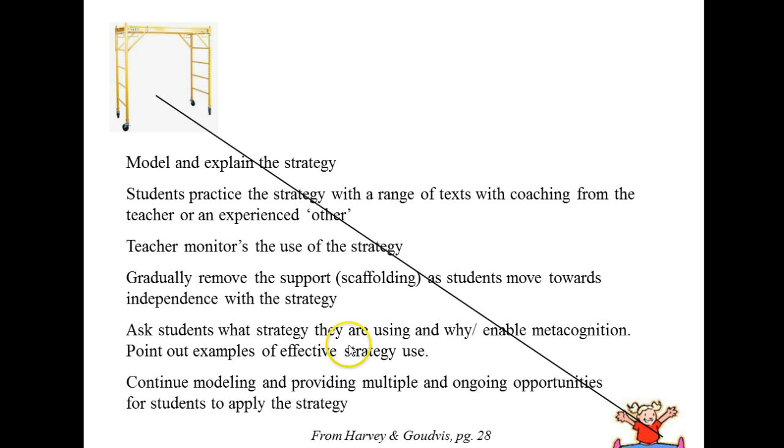You ask students what the strategy they're using is and why they're using it. You see if they're metacognitive about what they're using. And you also often point out, hey, you just used predicting and that's helping you do this, for example. And then you continue modeling and providing multiple and ongoing opportunities for students to apply the strategy. This is often where we break down in instruction too. We don't provide enough opportunities to apply, and we don't point out when we're actually using the strategy.